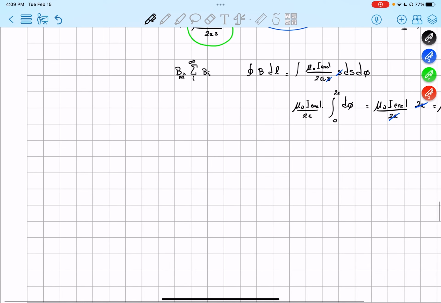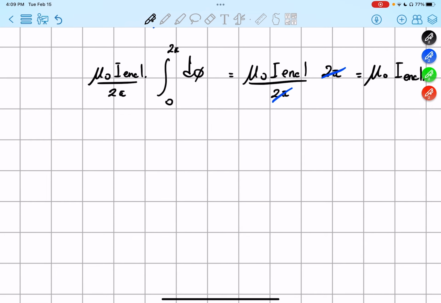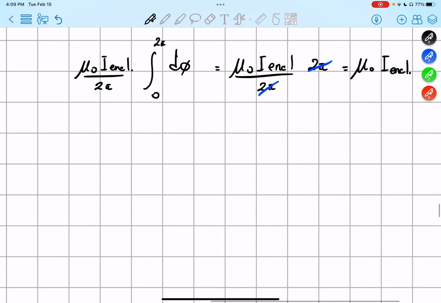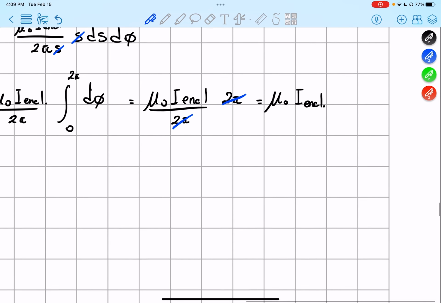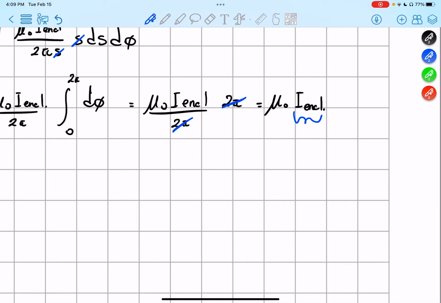However, it starts talking about what happens if instead we don't have just one wire, or we don't have an infinite wire. Well, that's going to be approached in the next section. And one other thing that we can do about this, because we know that I enclosed can be substituted with an integral of the current charge density, of course, times the area.